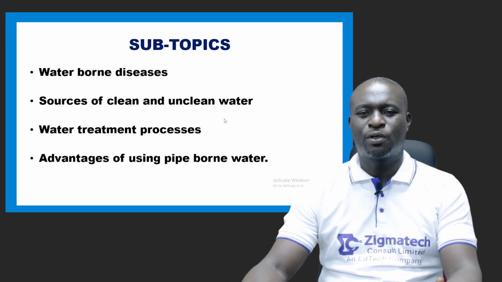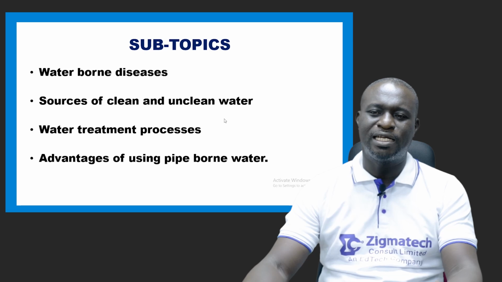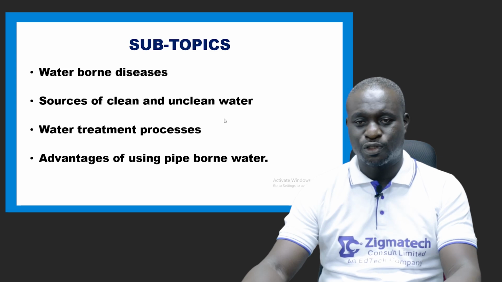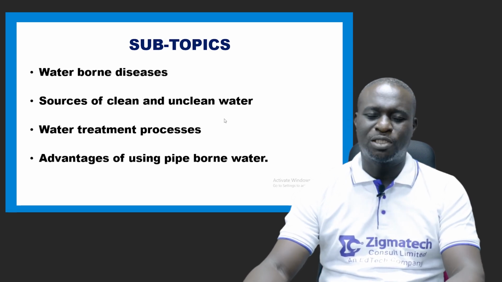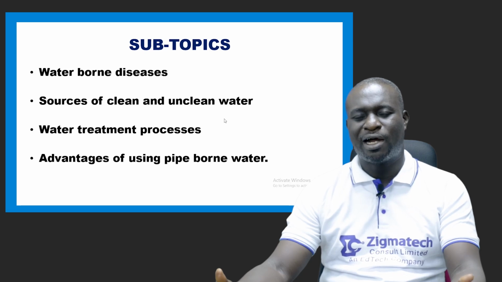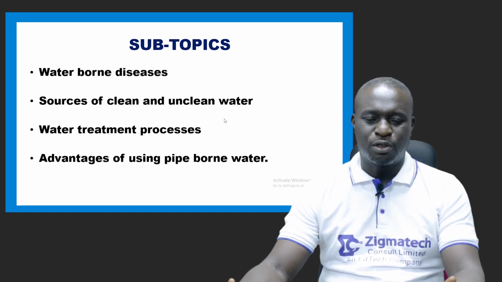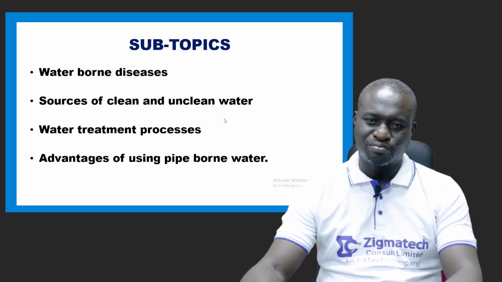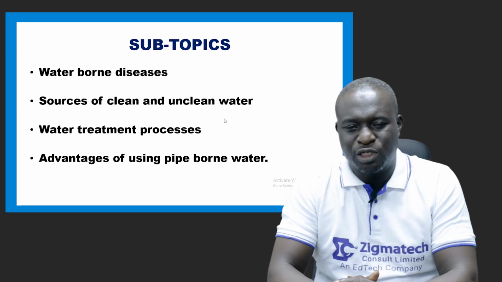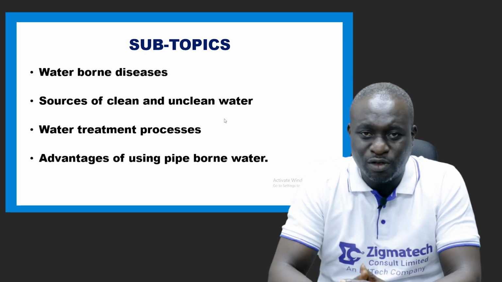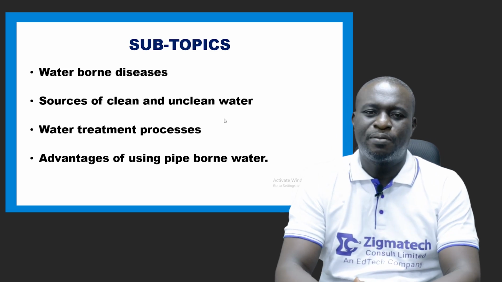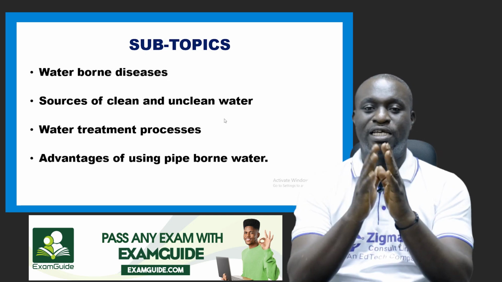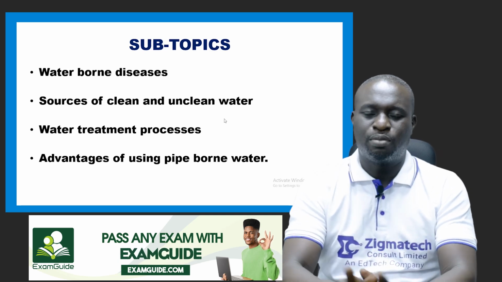The next thing we're going to be talking about is sources of clean and unclean water. We're going to look at sources of mostly clean water. That's where our focus is. We're also going to be looking at water treatment processes, that is how to purify your water. And then number 4, we're going to be looking at advantages of using pipe-borne water. So these are a few of the subtopics we're going to be talking about in this topic of disease prevention 1. All right? And really it's going to be very exciting, waterborne diseases.